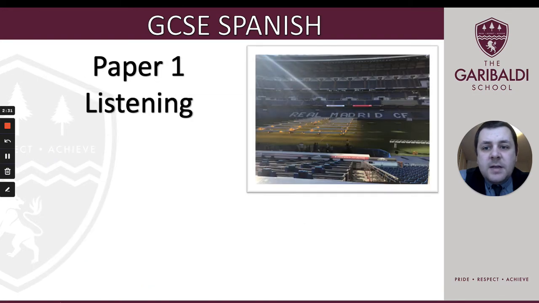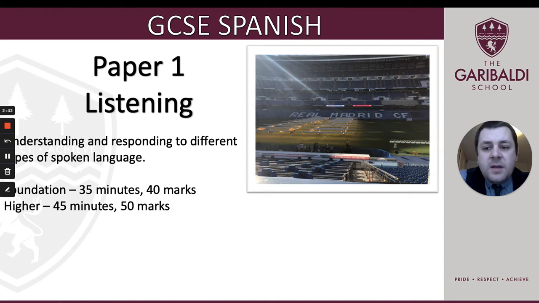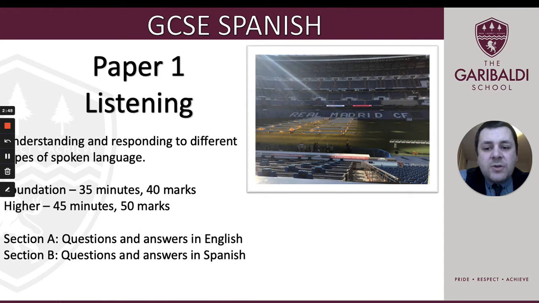So paper 1, listening. This assesses your ability to understand and respond to different types of spoken language. Foundation is 35 minutes and 40 marks. Higher is 45 minutes and 50 marks. Section A has questions and answers in English, and Section B has questions and answers in Spanish. This is the same as when in class we've listened to somebody talking and answered questions about it.